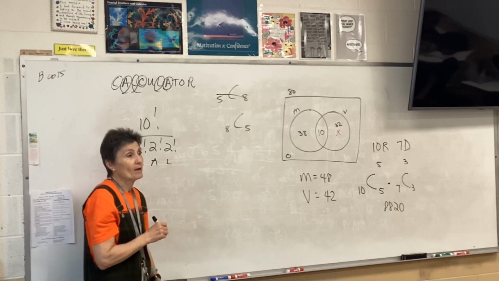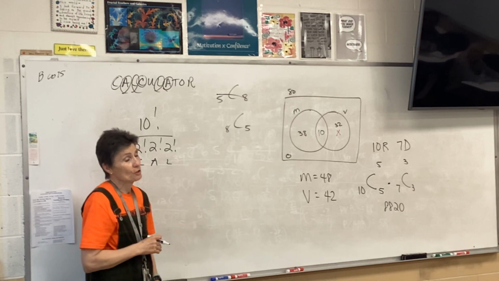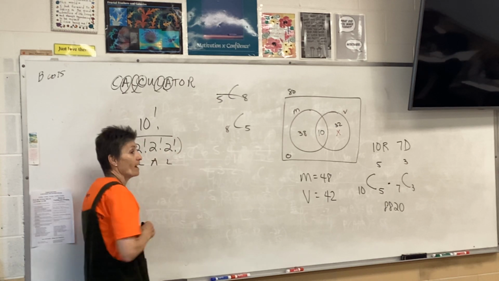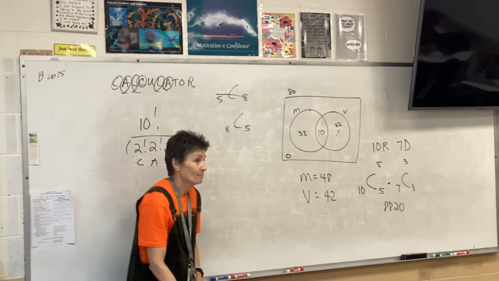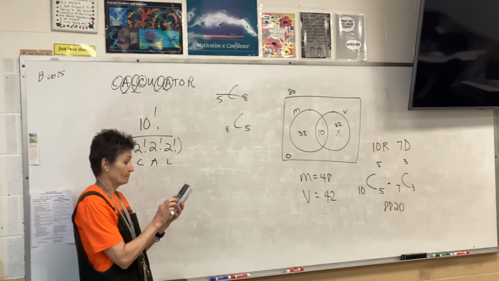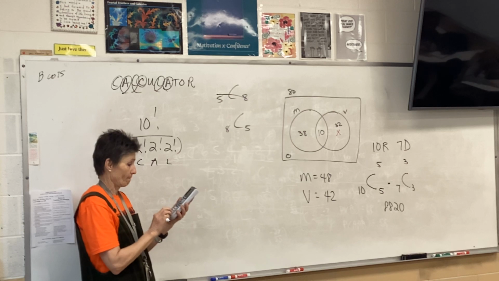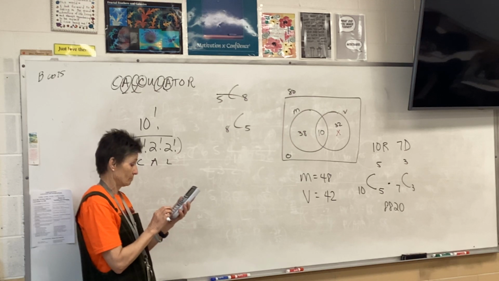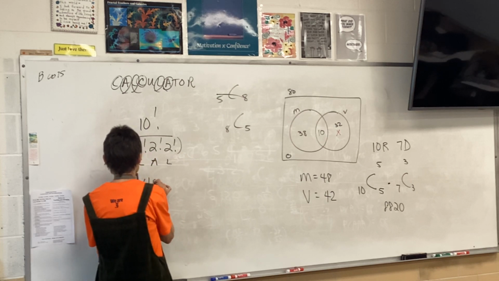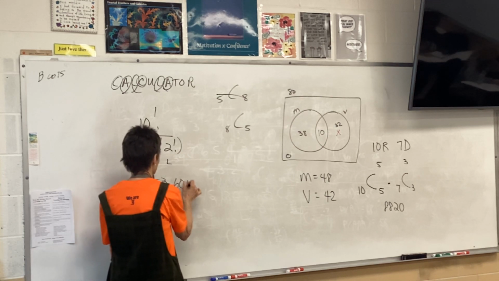And I know you're tired of hearing me say it. What am I going to caution you about when you type this in? You need parentheses around the bottom. Okay? You need parentheses down there. Ooh. 453,600.